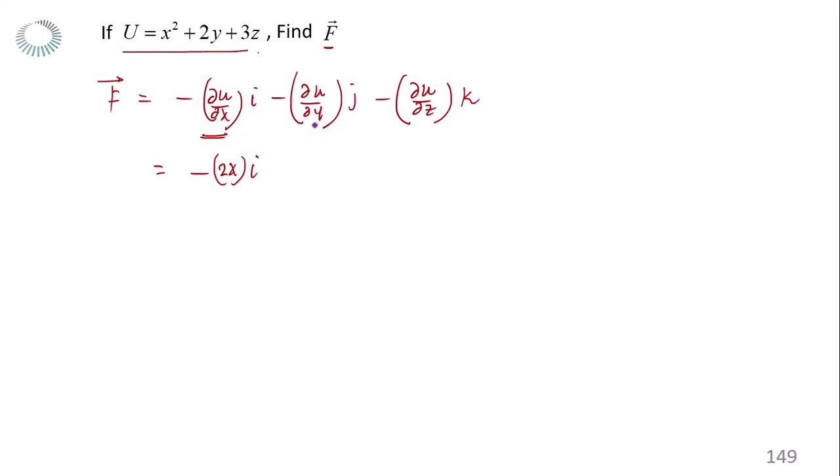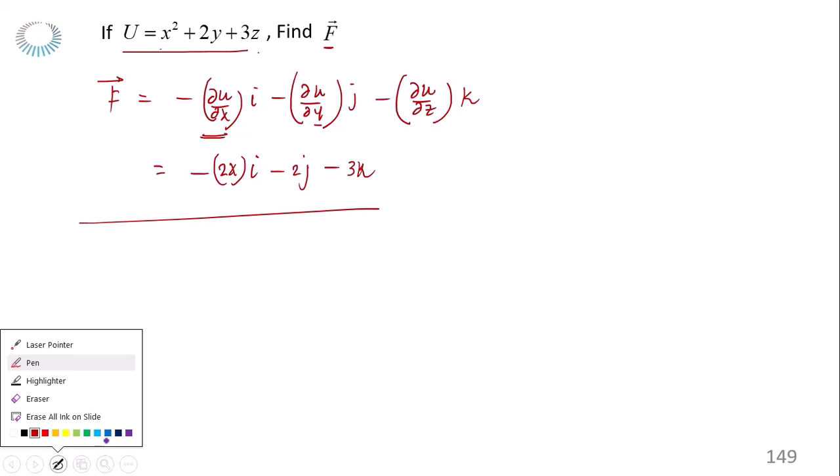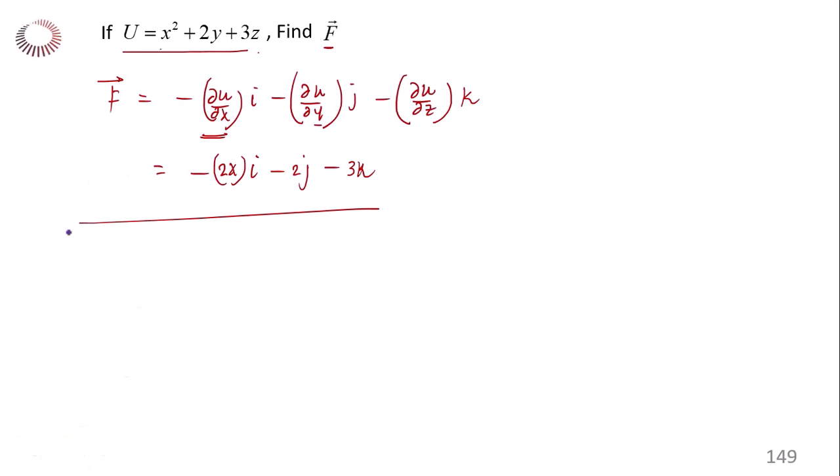Similarly, once I am differentiating with respect to y, take x and z to be constant, so I get minus 2j. Similarly, with respect to z, I get minus 3k. So that is the expression for the F vector. From this expression, it is quite clear that the force is a 3D force. Why? Because there are three different variables and inputs.